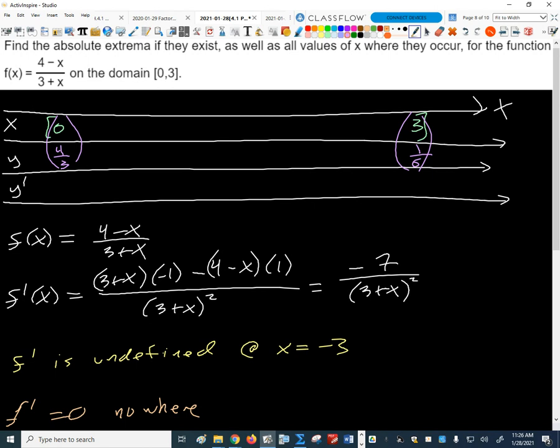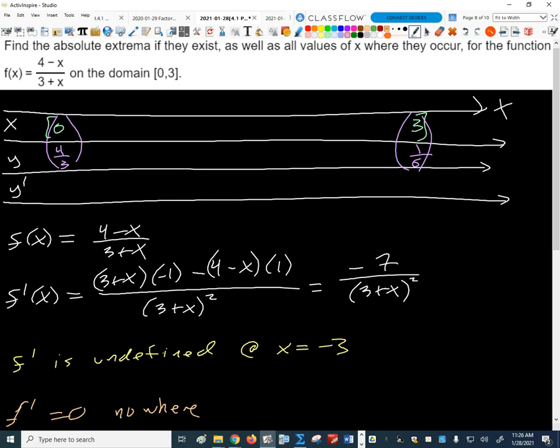Could there be some values between 0 and 3 where the function goes above or below the endpoints? Give me thumbs up or thumbs down. Yes, meaning there are. Thumbs up means, yeah, there could be some points. Thumbs down meaning no. I don't know what thumbs sideways means there, Kyle.